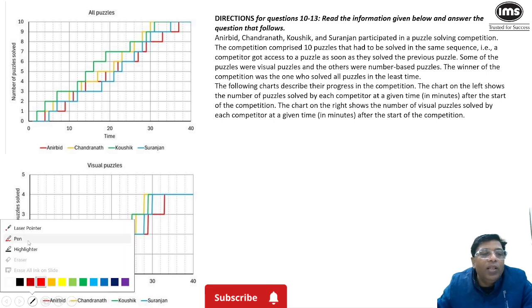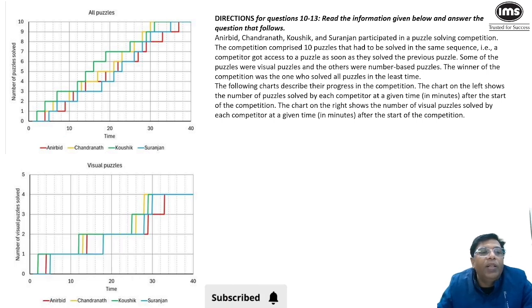I think we can just understand the data a little bit. If I look at A, that is red color. So now A is starting the competition. The first puzzle he is able to solve at the end of the 4 minute, right? So you can say at 4 minutes he has been able to solve one puzzle. At the end of 9 minutes he is able to solve two puzzles. At the end of 11 minutes he is able to solve three puzzles. At the end of 14 minutes he is able to solve four puzzles. Similarly, we can understand the data for everyone and we can directly go to the question.